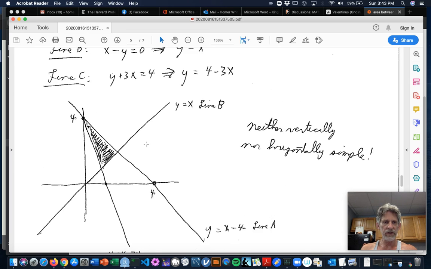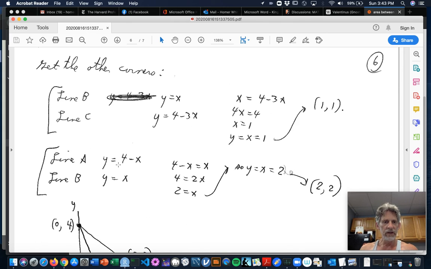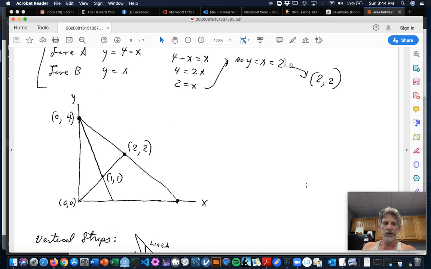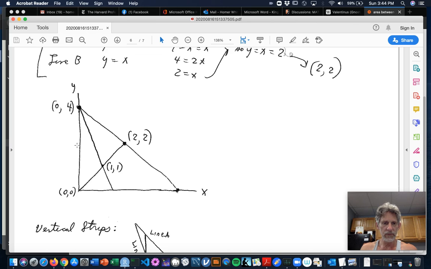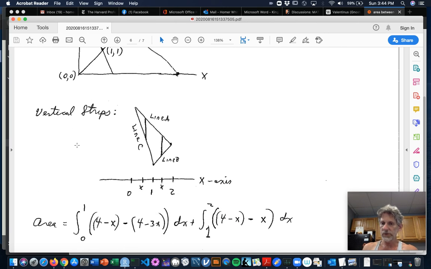And similarly, this other point is where line A and line B intersect. Same idea, take the equation, set the y coordinates equal, get the x, get the y off of that. And it turns out the coordinates at that point are 2, 2. And so you can add to your drawing. I'm not shading in the region here, but it's the one that's bounded by the lines connecting the points 0, 4, 1, 1, 2, 2 back to 0, 4. And I have my choice. I could do vertical or horizontal strips.